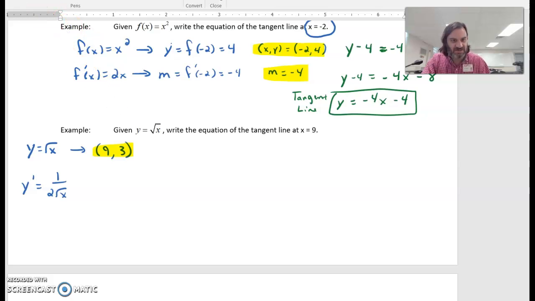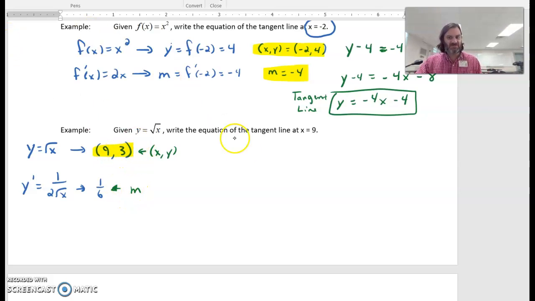Let's just make sure we say that. That is our xy. And then the slope will come from the y prime. So when I plug the 9 into that one, I will get 1 over 2 times the square root of 9. So that'll be 1/6. So that tells me that m equals 1/6. So my slope is 1/6 at this point, and the point is 9, 3.